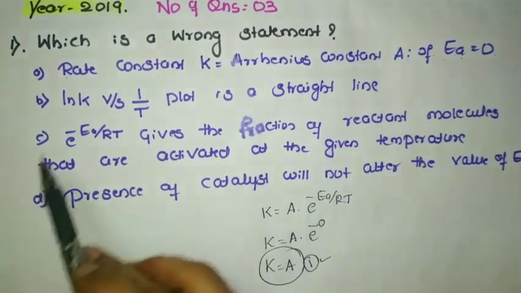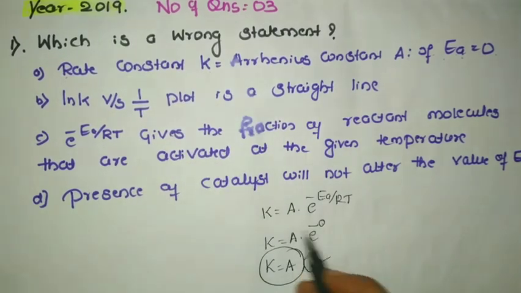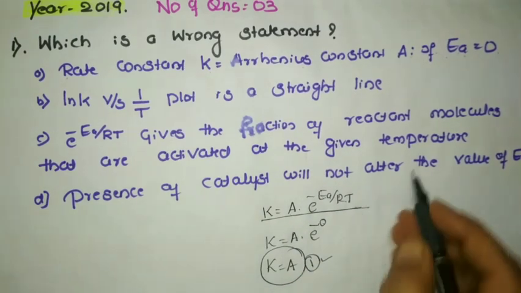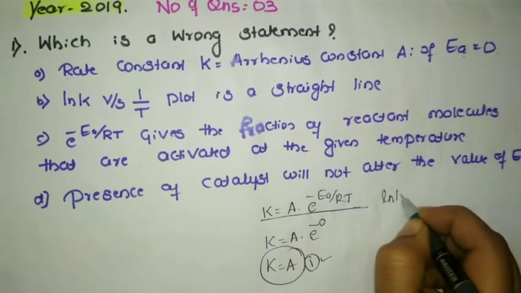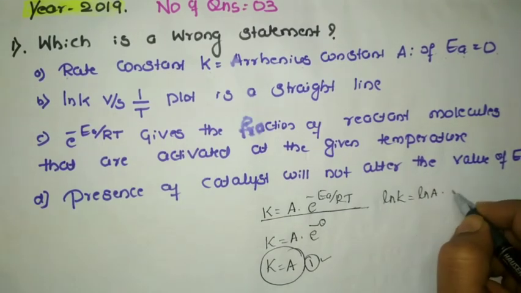Now, ln K versus 1 by T plot is a straight line. Yes. So here, if I apply the log or ln to both sides, what happens? Ln K is equal to ln A into, so here what happens?